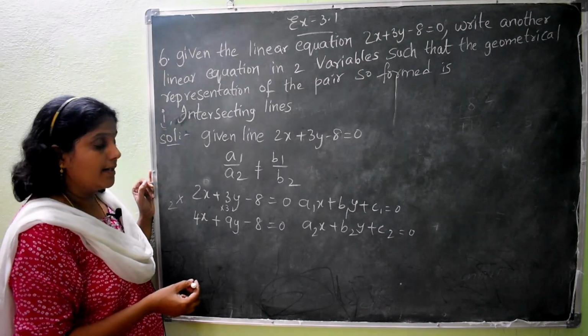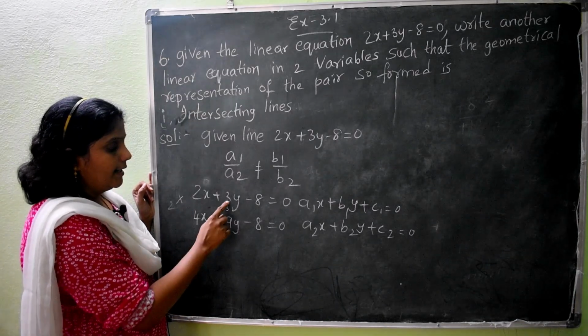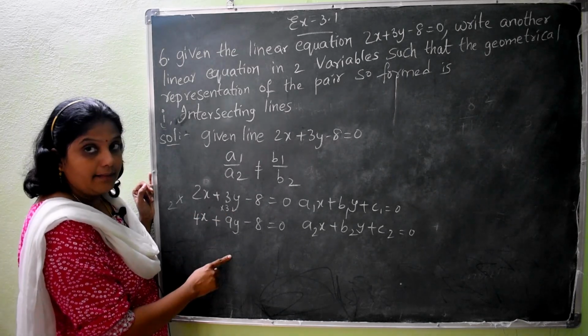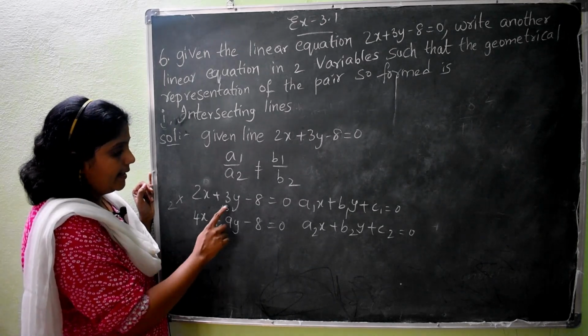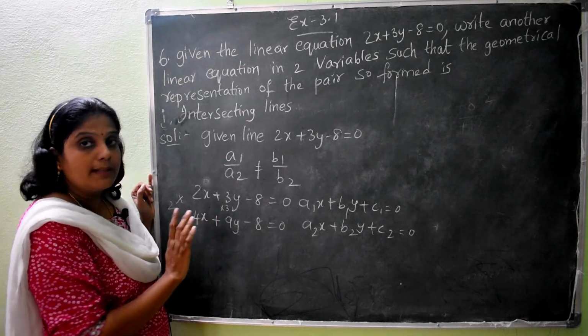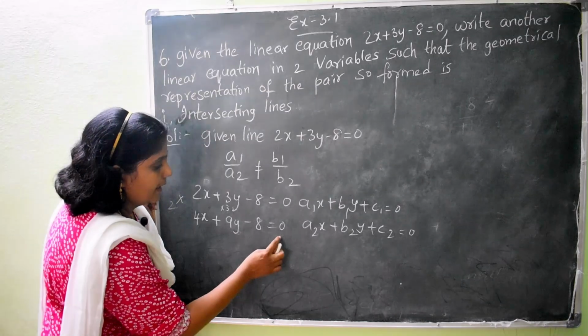Understood what I am telling? If the ratios are equal, then we can do 2 2s are 4, 3 2s are 6. Otherwise, 2 3s are 6, 3 3s are 9. But here the ratios are not equal, so instead of 2 2s and 3 2s, we take 3 3s or 3 4s. The multiple should not be the same. So now the equation is 4x plus 9y minus 8 equal to 0.